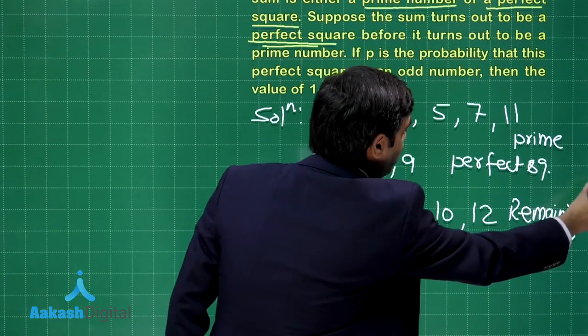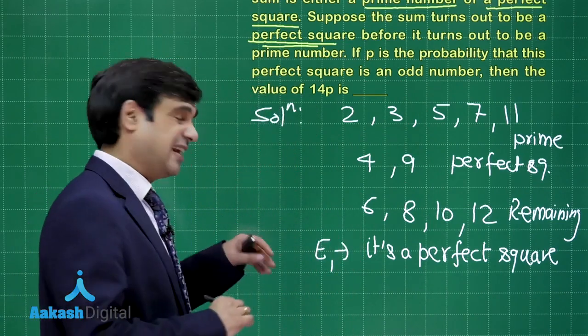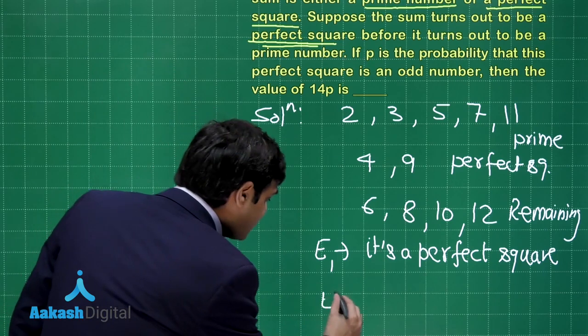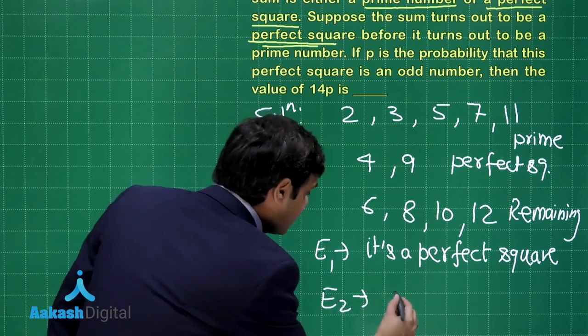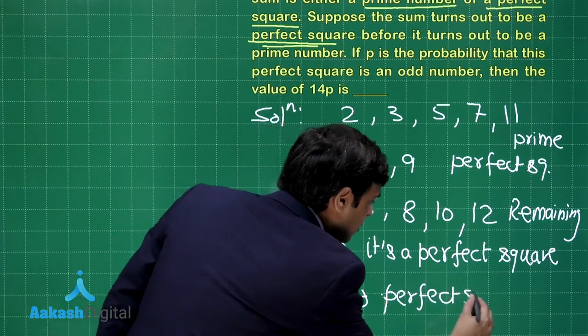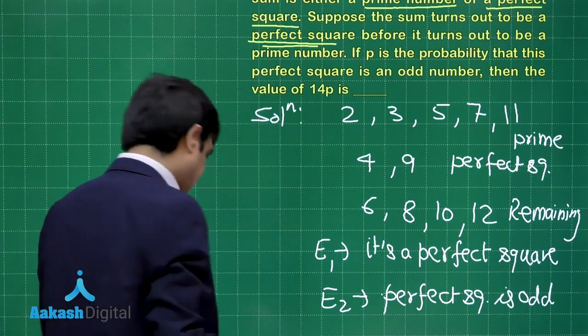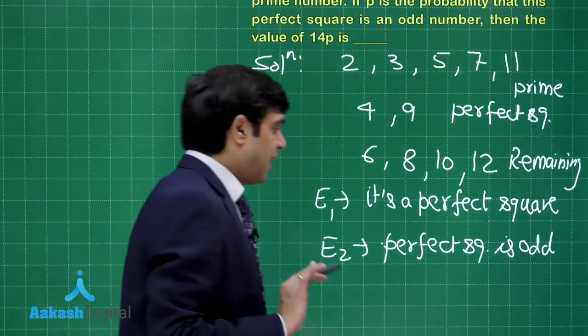Correct? If you want, you can also say this is E1, not going to make any difference. You can say E and F or E1, E2. Let's say another event E2, which is perfect square is odd. Correct? Now, we have taken two events.